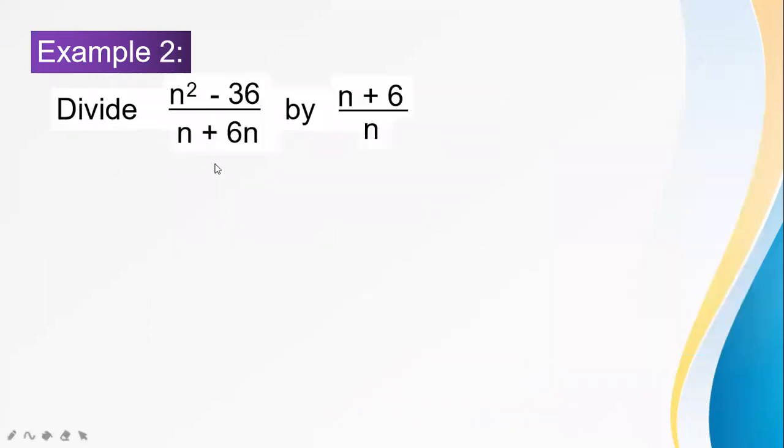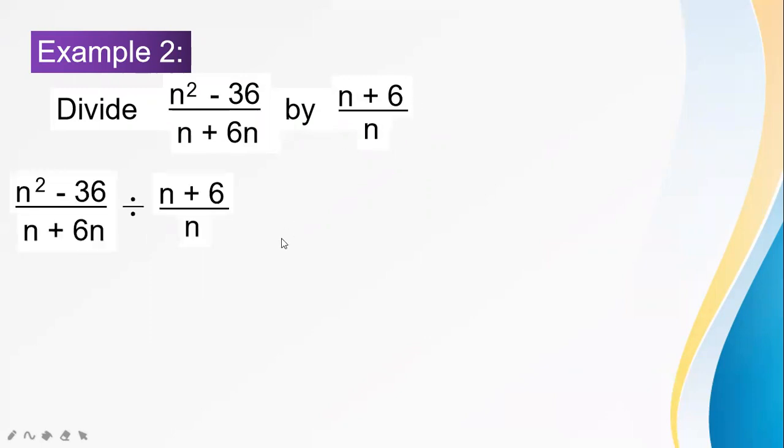Next, number 2, we have divide n squared minus 36 over n plus 6n divided into n plus 6 over n. So again, we have n squared minus 36 over n plus 6n. Then we have the division sign, n plus 6 over n.